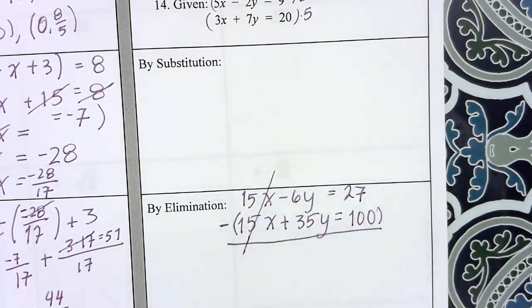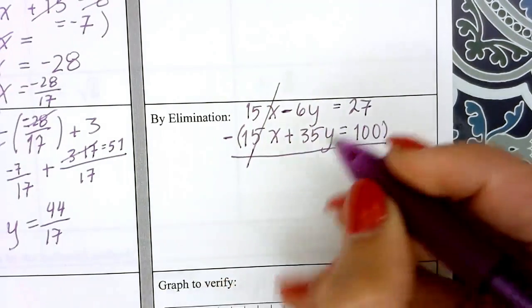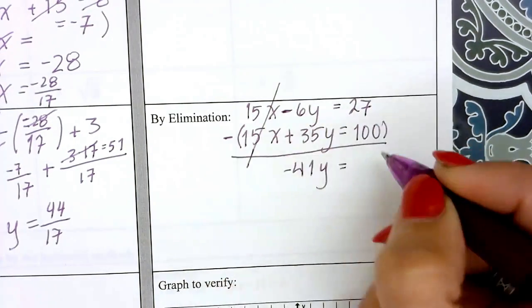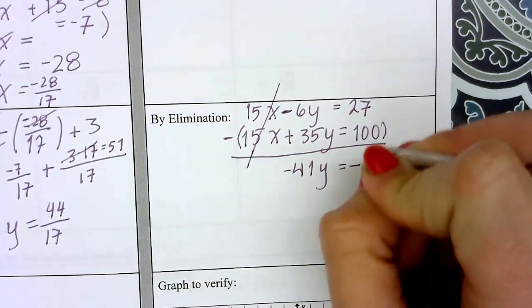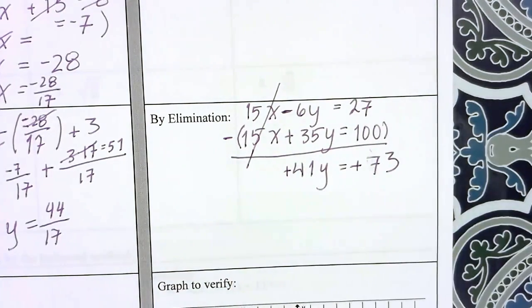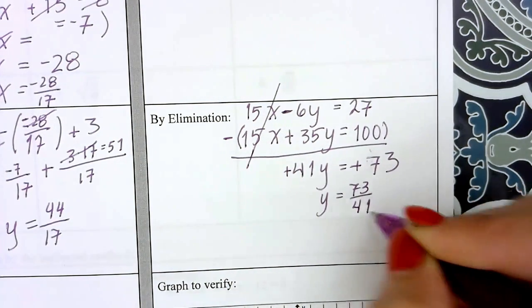I'm going to do it in my head. Those are gone. Now, remember, it goes everywhere. Negative 6 minus 35 is negative 41. Negative 27 minus 100 is negative 73. I was going to say 83 by accident. Caught myself. The negatives will become positive. So y equals 73 over 41.